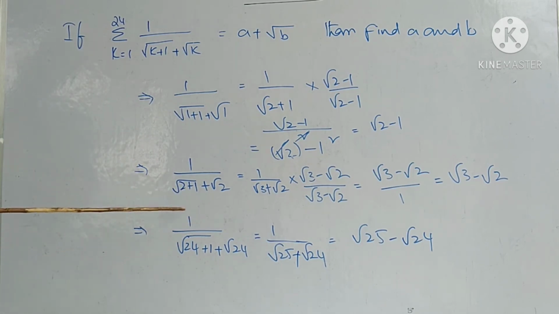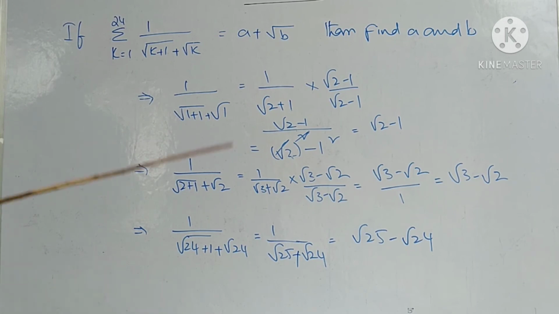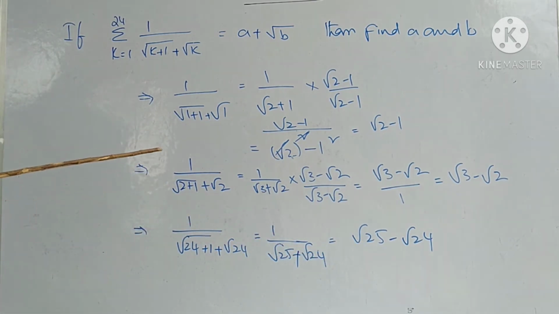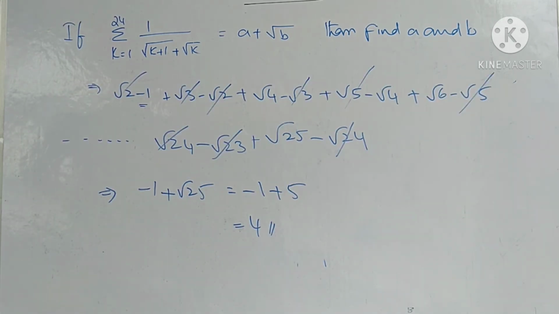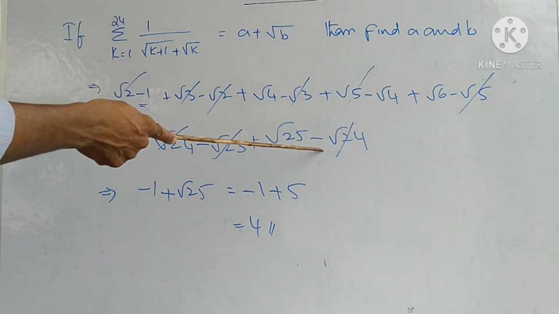The final term is 1 by square root of 24 plus 1 plus square root of 24. That is equal to 1 by root 25 plus square root of 24. By rationalizing the denominator, the result is root 25 minus root 24. So substitute the summation values. We get root 2 minus 1 plus root 3 minus root 2 plus root 4 minus root 3 plus root 5 minus root 4. Similarly up to root 24 minus root 23 plus root 25 minus root 24.